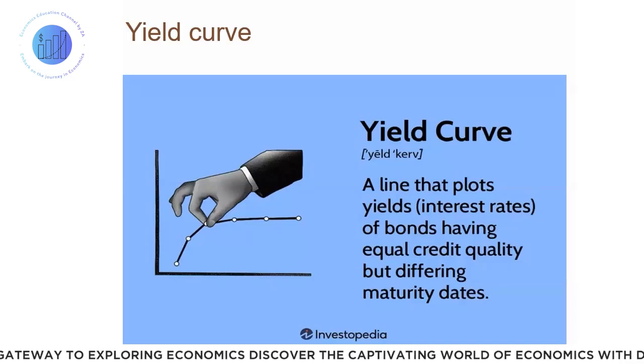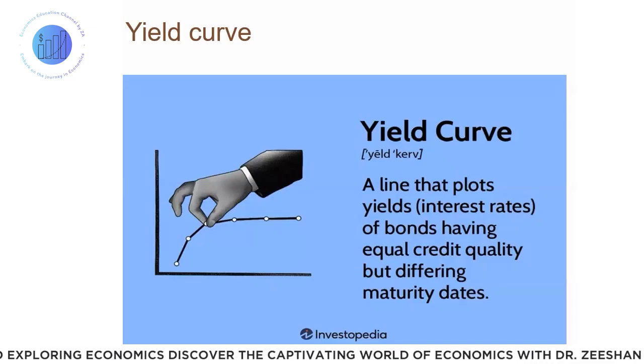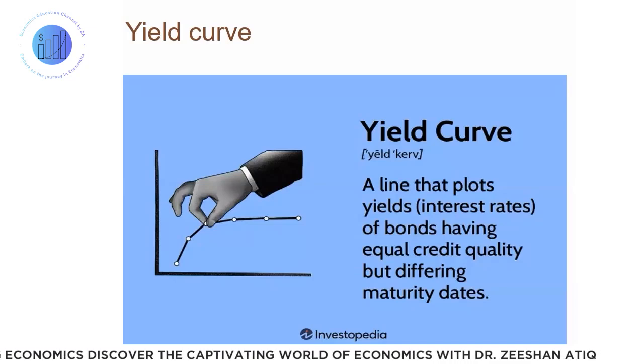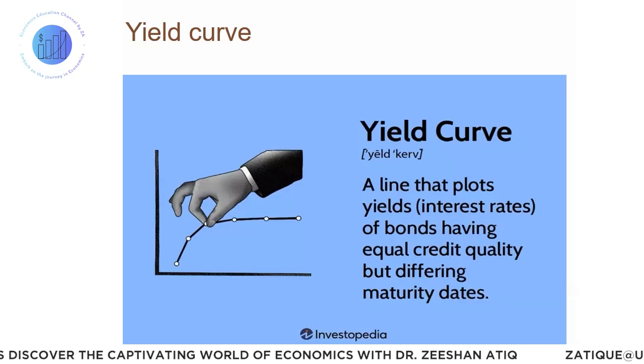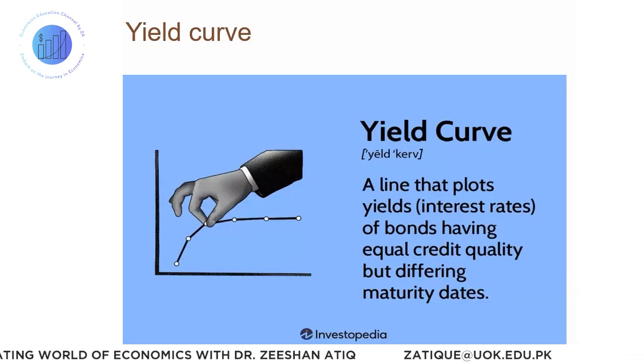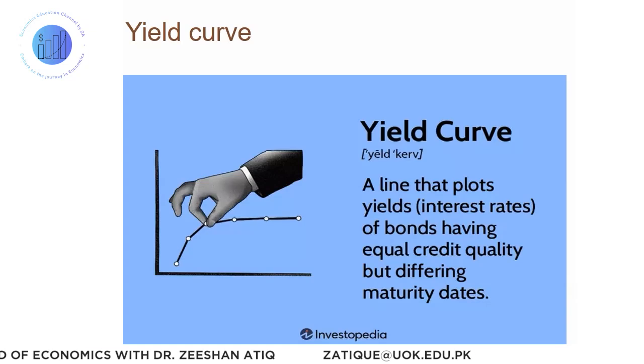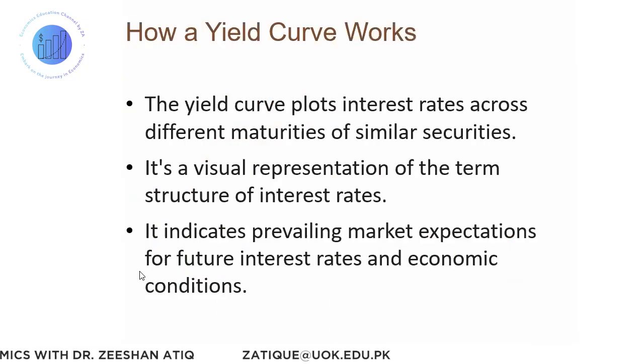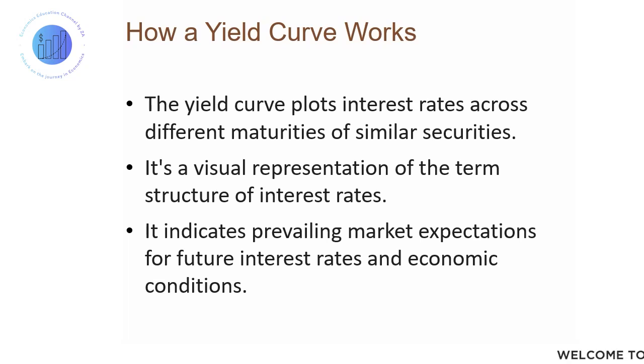So what exactly the yield curve does: it measures the return, which is the interest rate in this instance, in relation to the time period for which the money is lent or borrowed. Okay, so this is the yield curve. How does a yield curve work? The yield curve plots interest rates across different maturities of similar securities. It is a visual presentation of the term structure of interest rates.